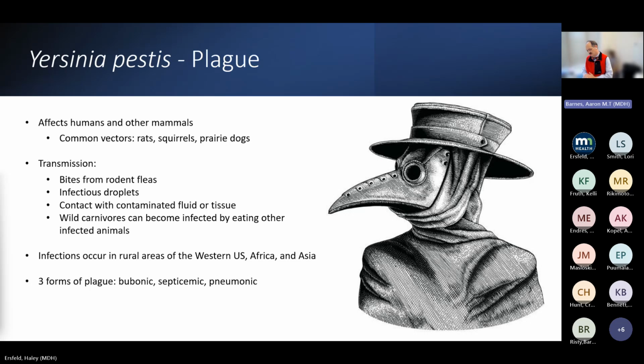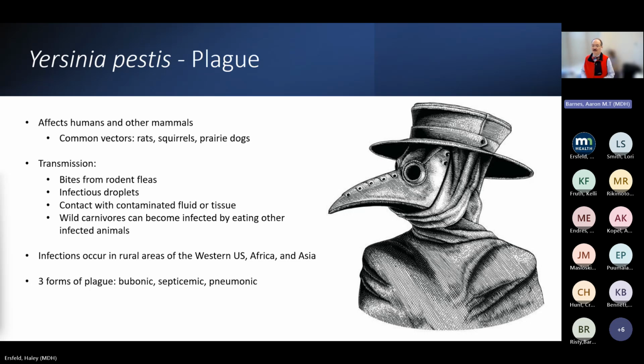Yersinia pestis, the causative agent of plague. We'll cover this just for completeness. We are not a plague state. As far as I know, we've never had a positive for Yersinia pestis, knock on wood. That would be a very different story if we were in Colorado or New Mexico, where it's endemic. But just for completeness.